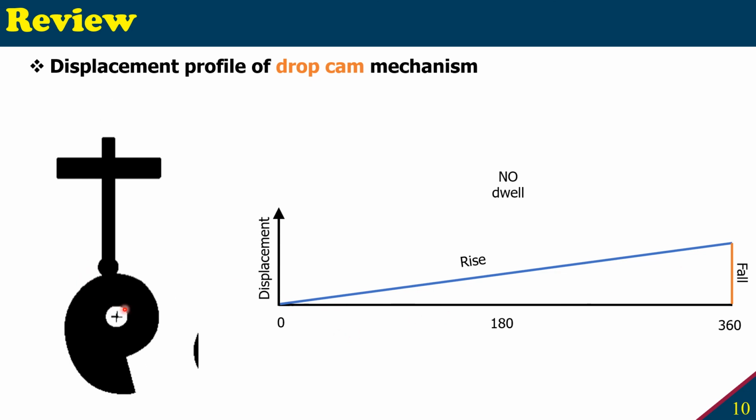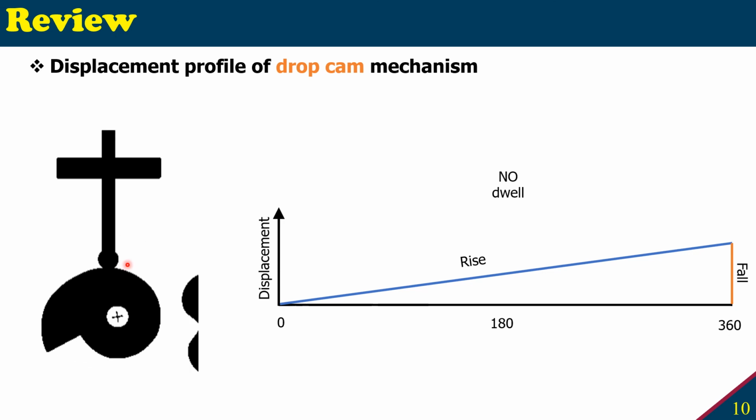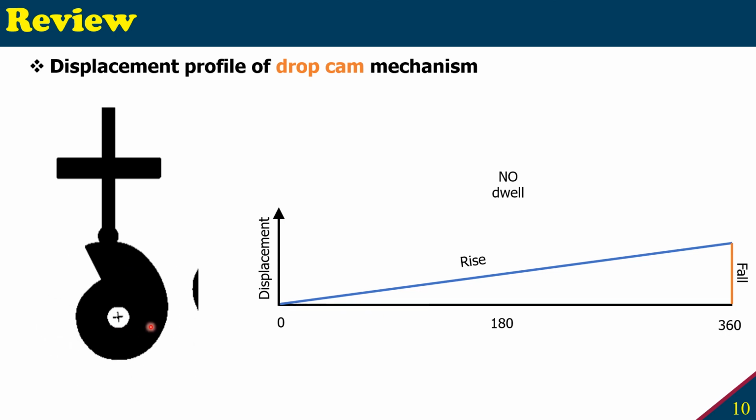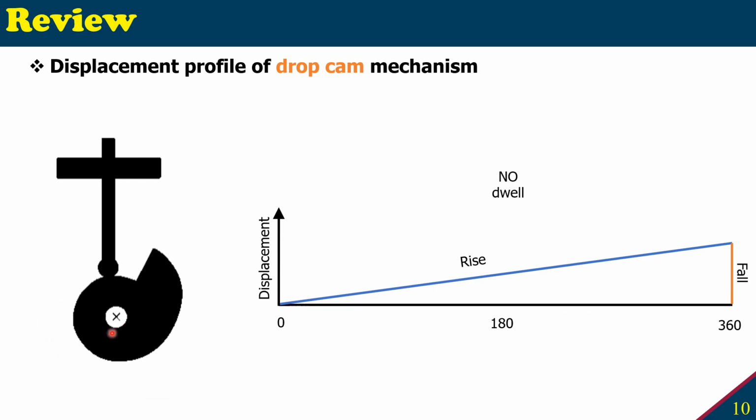And one thing to notice, for the other three, we can have them function rotating in both directions, clockwise or counterclockwise, but the drop cam only works in one direction. In the other direction, it will not work.